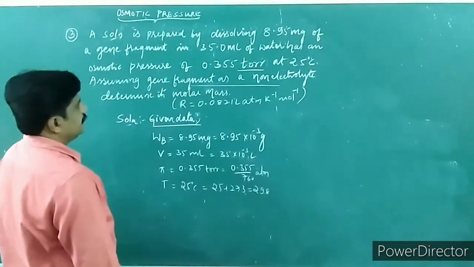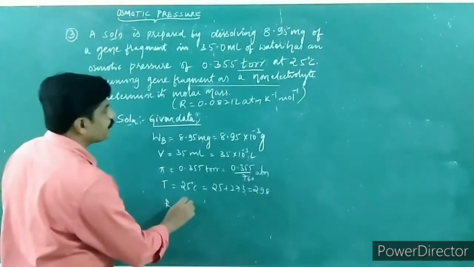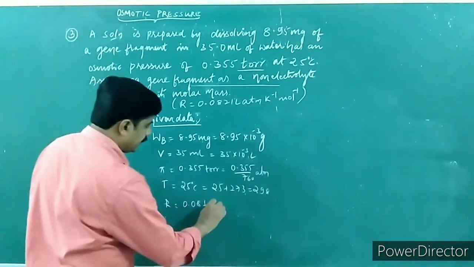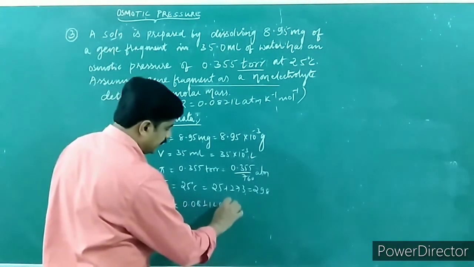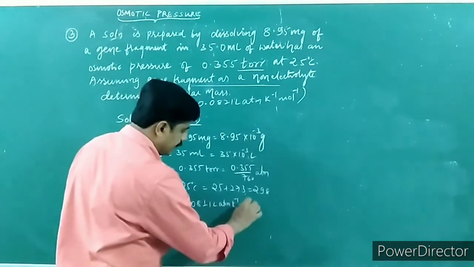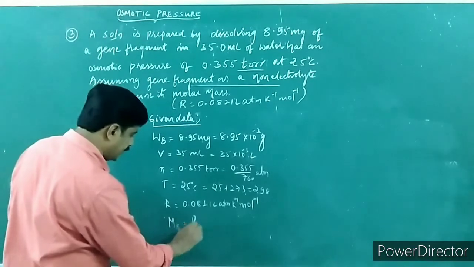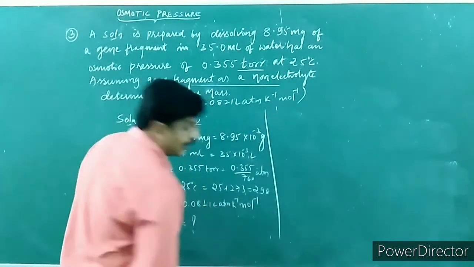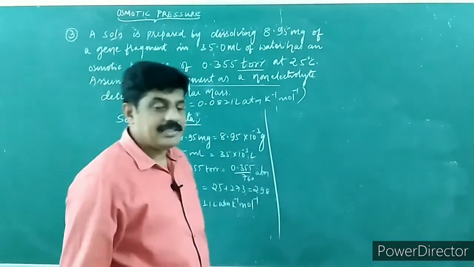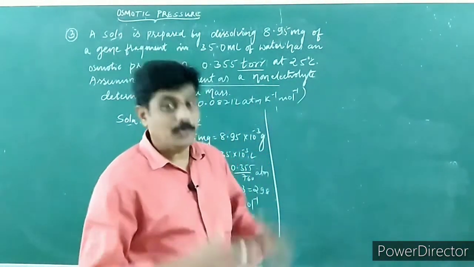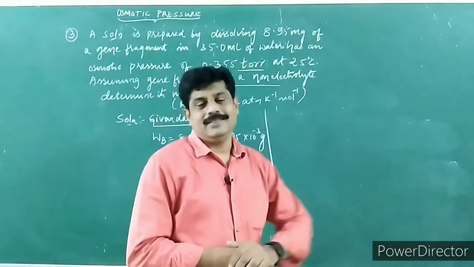What else is given here? R is given. How much? It is 0.0821 liter atmosphere per Kelvin per mole. What are they asking? They are asking to find out MB, the molar mass of the gene fragment. Now, you learnt under biology, genes are basically composed of what? Proteins. That means you are going to get a huge molar mass for this calculation.